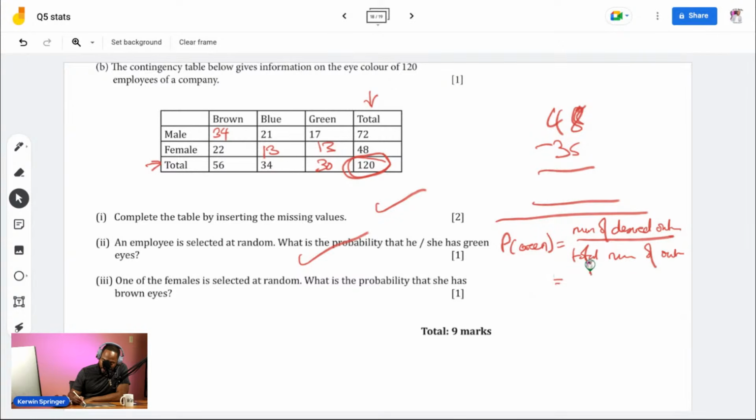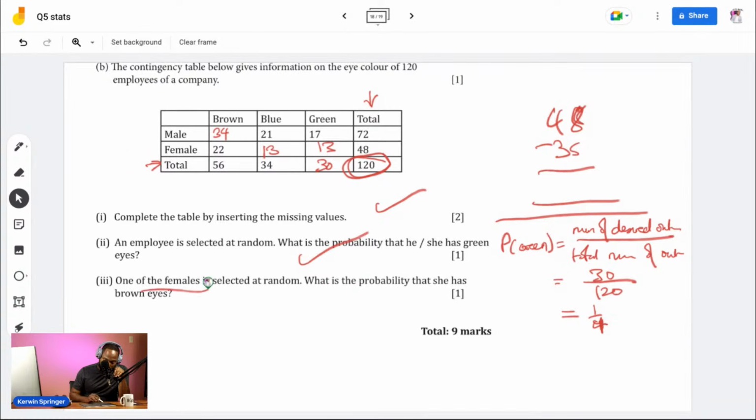And the number of desired is 13. Oh, no, 30. 30 people have green eyes. I say he or she. And it's out of 120. So this is a quarter, 25%, 0.25. Probability can be expressed as a percentage, a fraction, or a decimal.